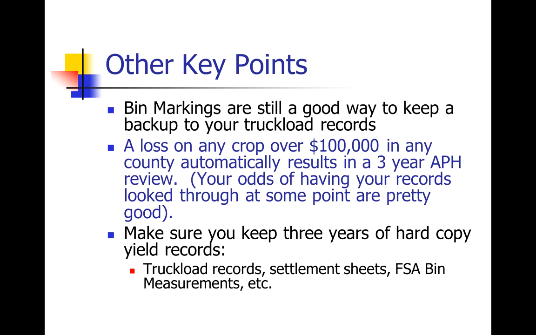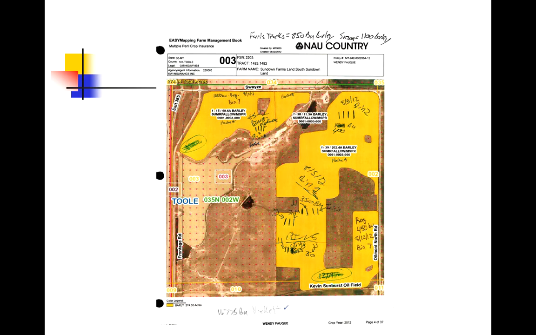It's actually $200,000 now, so that, as we reviewed previously, that number went up, which is a positive. Make sure you keep 3 years of hard copy yield records, like we said: truckload records, settlement sheets, etc. This is how we like to have you do truckload records going forward. After we report your acres here at our agency, we'll actually generate a map, a book of maps.